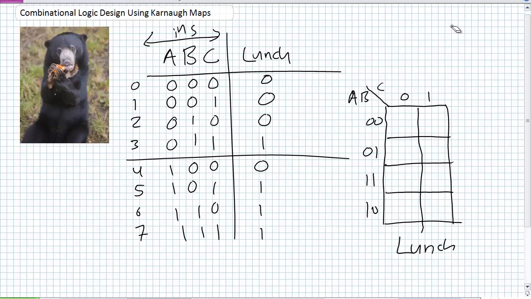I'm looking for ones. Where are the ones? Well, there's one at 0, 1, 1. There. I'm looking for a 101. There. 110. There. And finally, there. Go ahead and group it. Once you've got the groups, go ahead and see if you can come up with a minimized SOP expression.